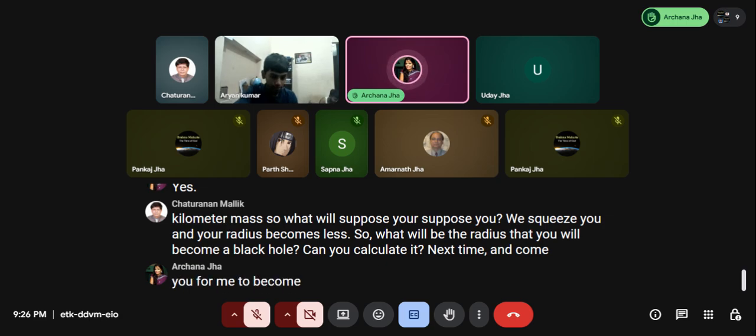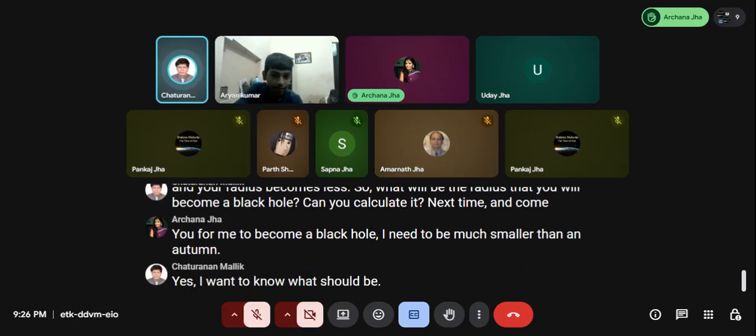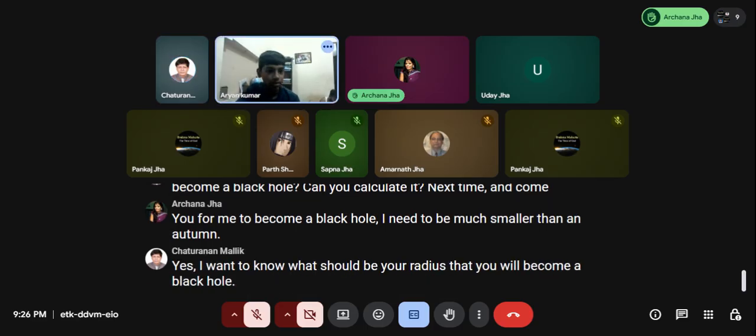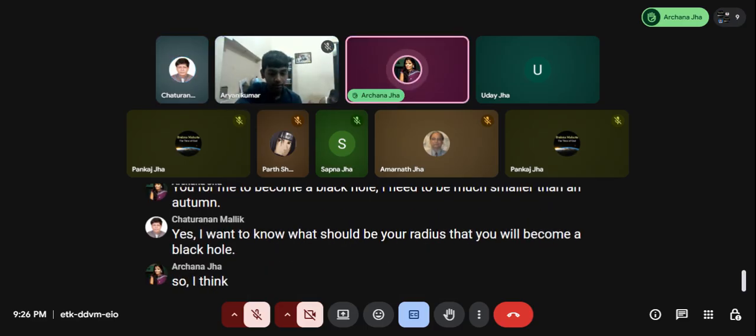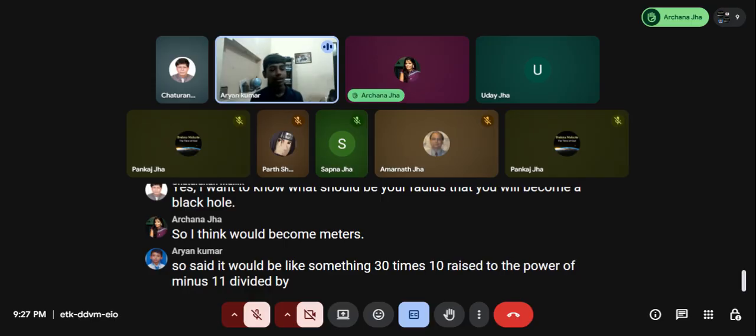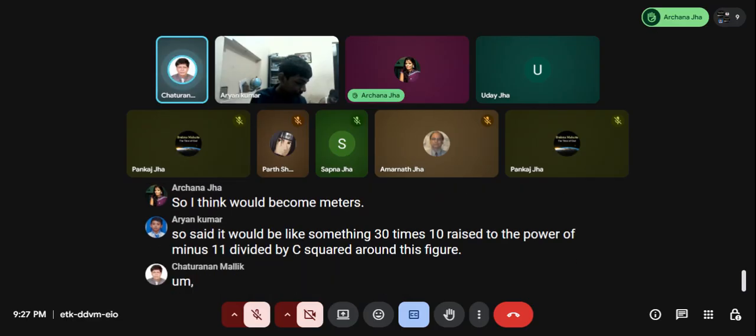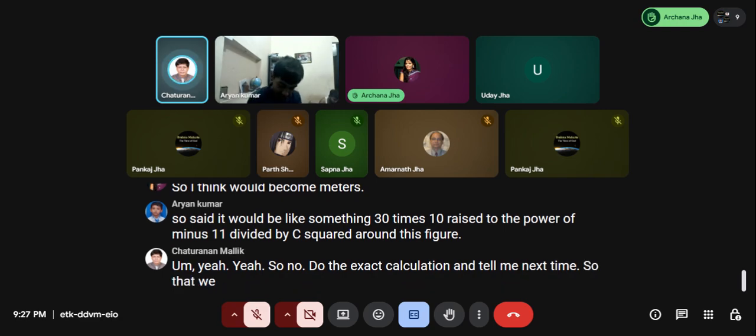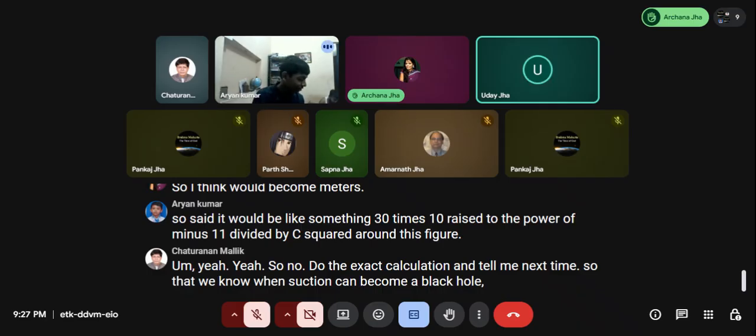For me to become a black hole, I need to be much smaller than an atom. Yes, so I want to know what your radius should be so that you will become a black hole. Sir, I think it would be some picometers. Something like 30 times 10 raised to the power of minus 11 divided by c squared, around this figure. Yes, so do the exact calculation and tell me next time, so that we'll know when Saksham can become a black hole.